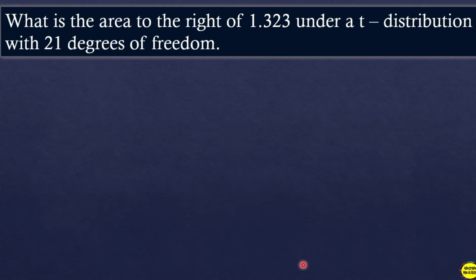Okay. Another example. What is the area to the right of 1.323 under the T distribution with 21 degrees of freedom? So, dito class, binigay yung T value. Okay? Binigay yung T value, pinapakuha na sa atin yung area to the right of 1.323 with 21 degrees of freedom.